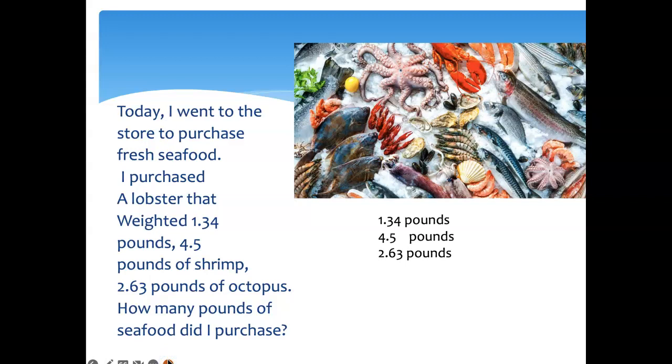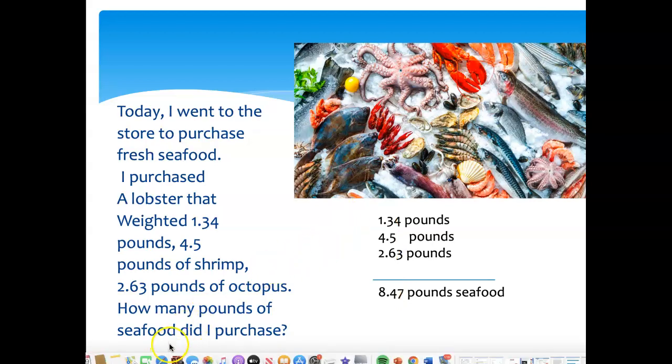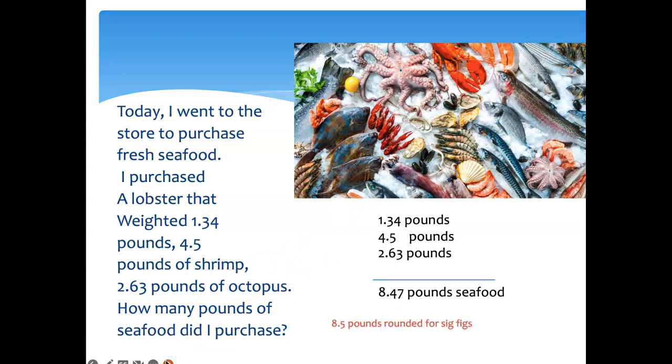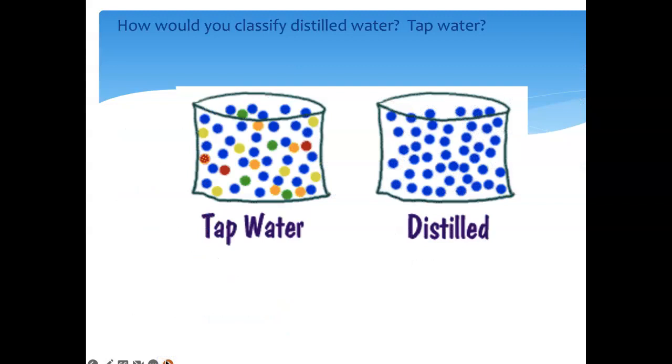So as we're adding each of these pounds of different seafood up, lining up the decimal there, remember the rules when you're adding and subtracting. We're going to have to take a look at our measurements and notice my shrimp is only to the 10th place. So that's where I'm going to have to round this answer to that 10th place. And so when I do that, I'm going to have purchased 8.5 pounds of seafood, not 8.47.